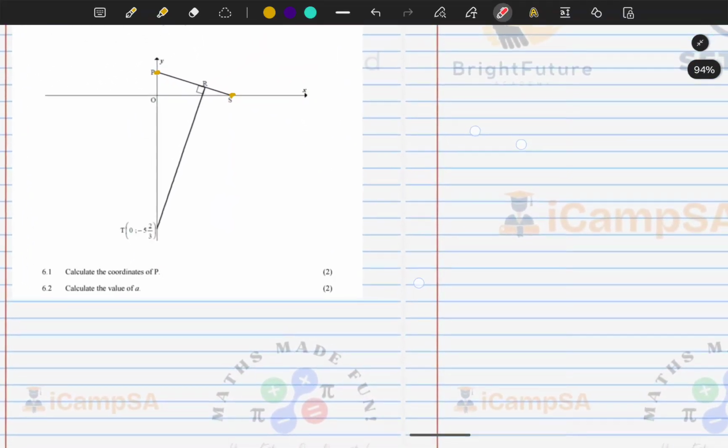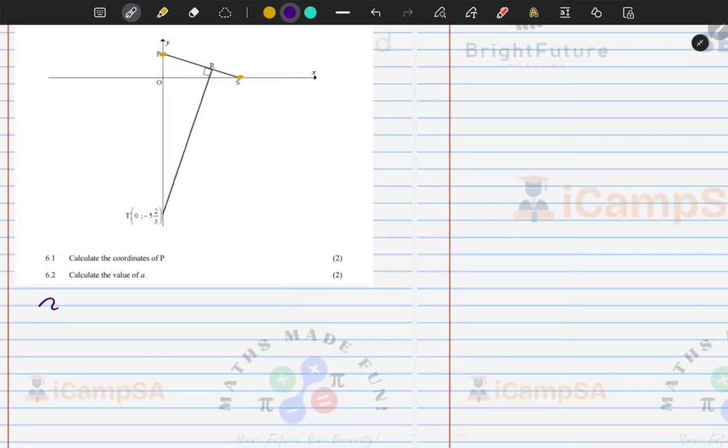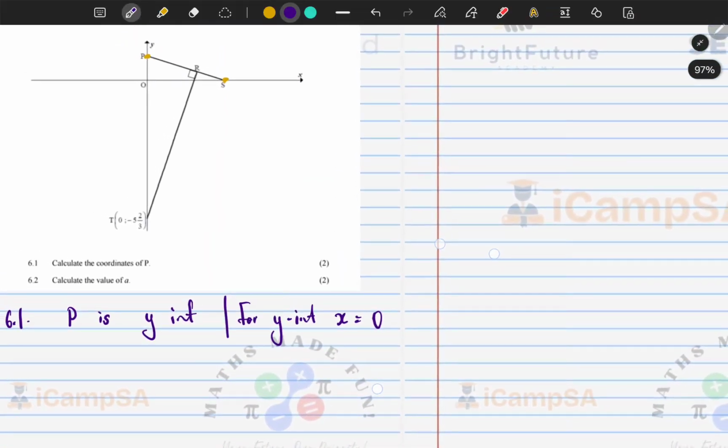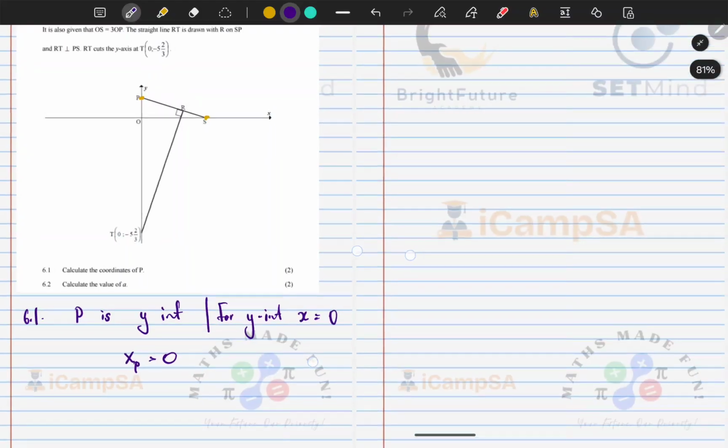So we are going to go ahead and calculate the coordinates of P. So what is P there? The first thing that should come to our mind: P is the y-intercept. And what do we know about the y-intercept? For the y-intercept, x should be equal to 0. So that means the x of P is going to be equal to 0 already. Great.